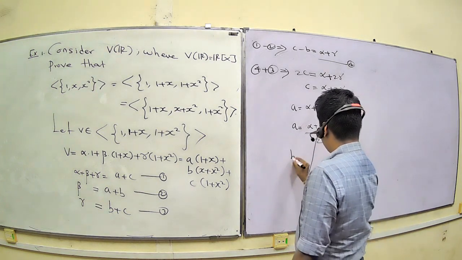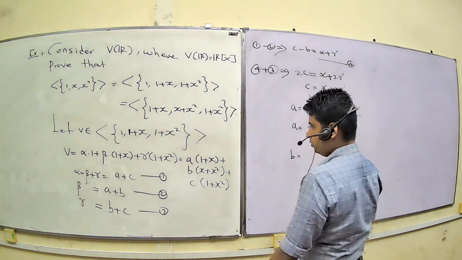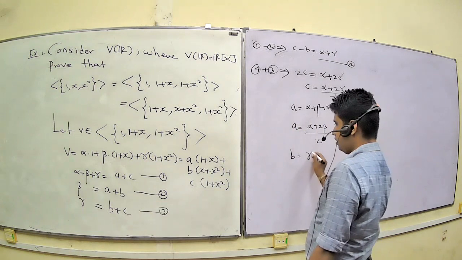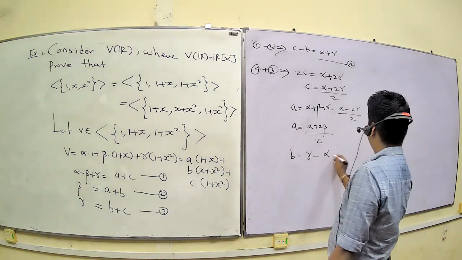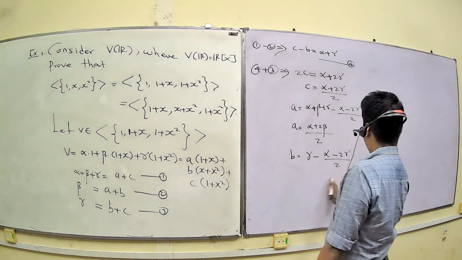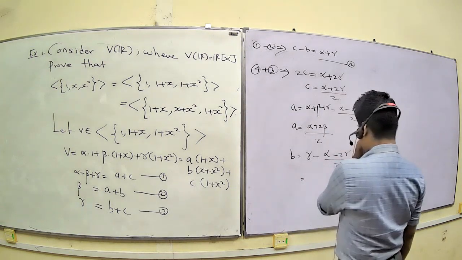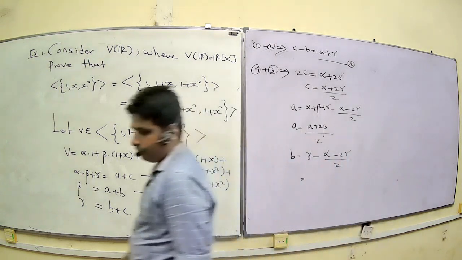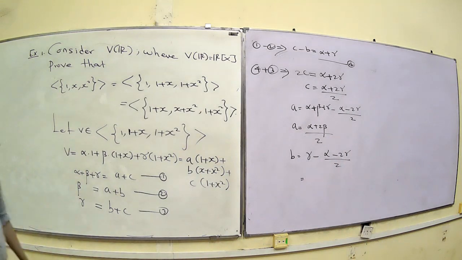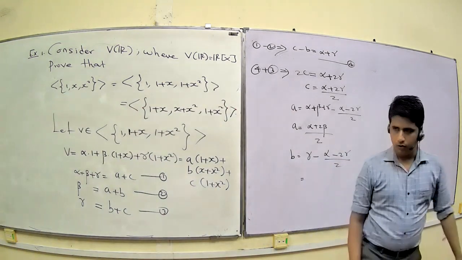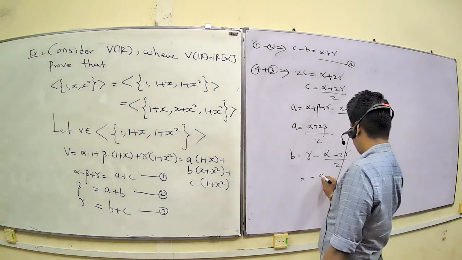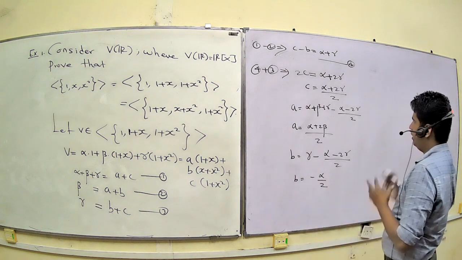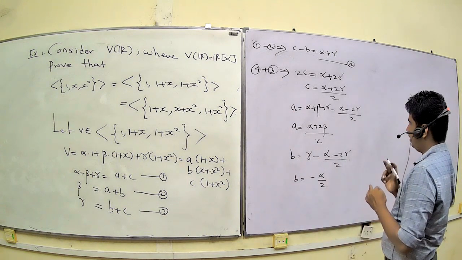So what is the B value? You can put this C value here, then you get the B value. Gamma minus the C value, alpha plus 2 gamma by 2. So 2 gamma is cancelled. What about the B value? 2 gamma is cancelled. Therefore, minus alpha by 2. No? Minus alpha by 2. That is B. Now we found the A, B, C values in terms of alpha, beta, and gamma.